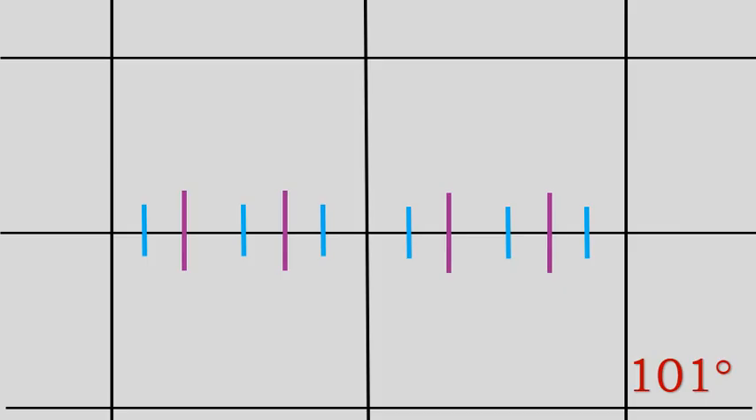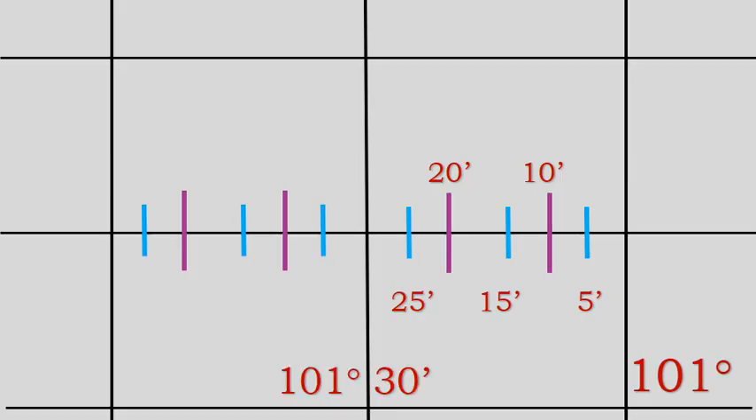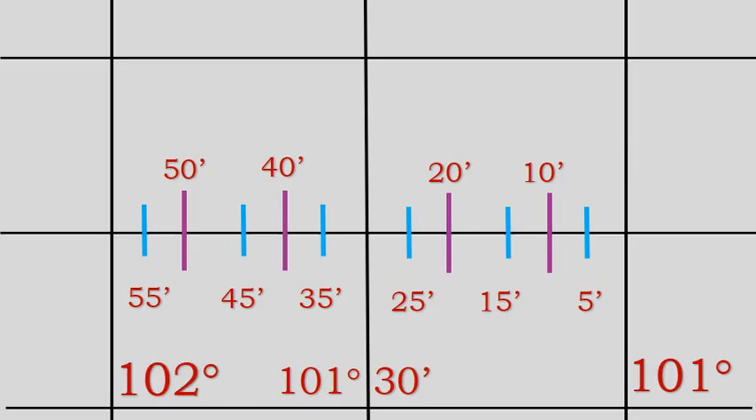Counting longitudinal lines works in the same fashion. Starting at 101 degrees, counting to the west, the ticks are for 5, 10, 15, 20, and 25 minutes before reaching 101 degree, 30 minutes. From there are ticks for 35, 40, 45, 50, and 55 minutes before arriving at 102 degrees.